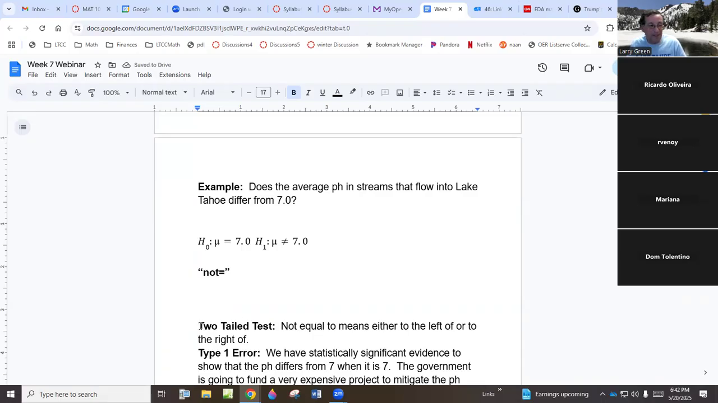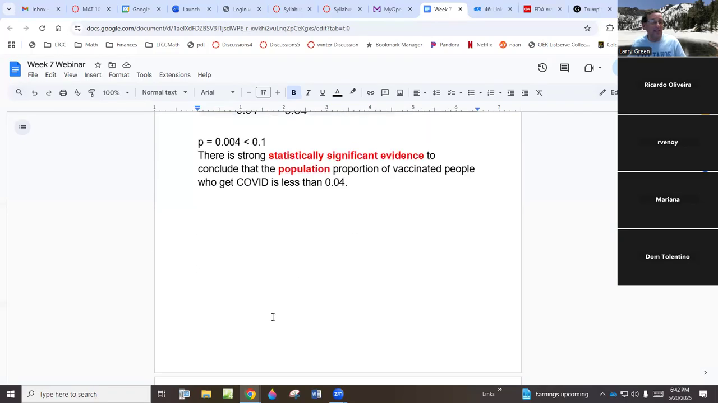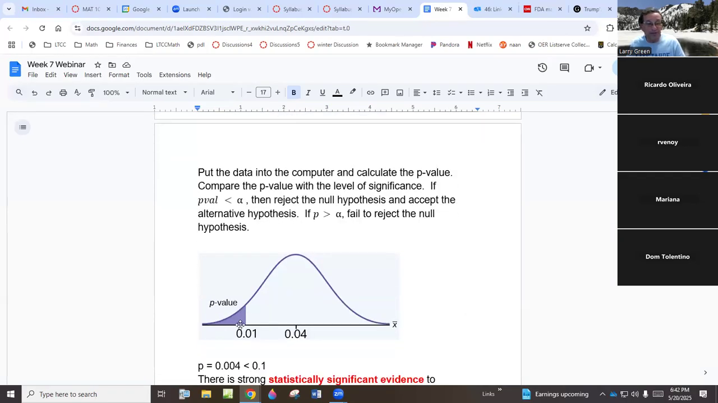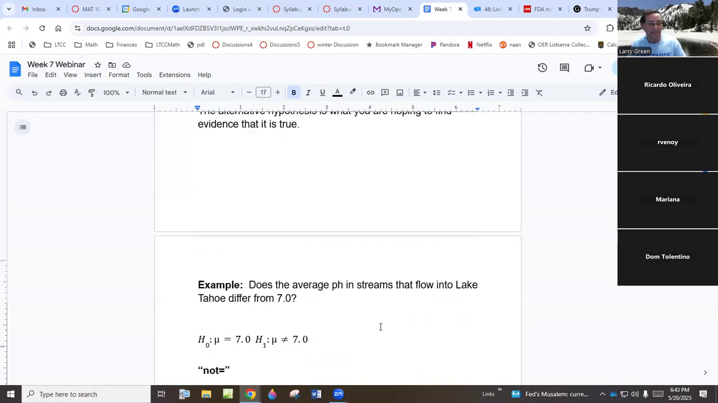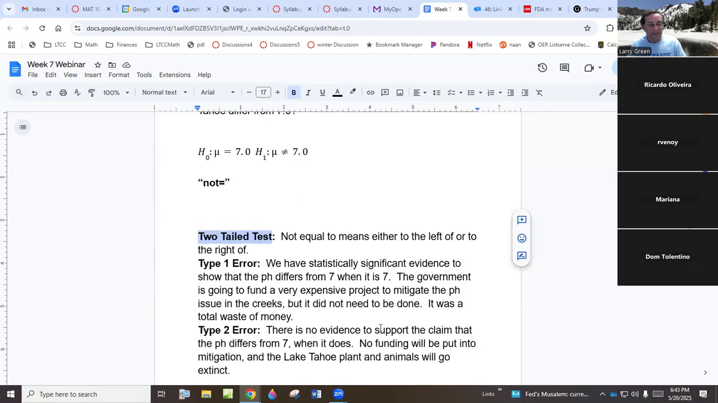And by the way, when you have a not equal to, we call it a two-tailed test. The reason we call it a two-tailed test is, if you look at the normal curve, if it's far left or far right, then you're going to have statistically significant evidence for accepting the alternative hypothesis on either left or right. So both tails will give you a reject of the null hypothesis. So that's why we call it a two-tailed test. That's the language.